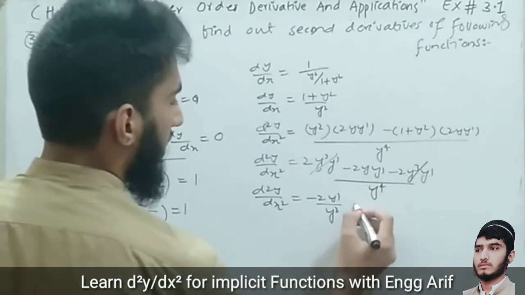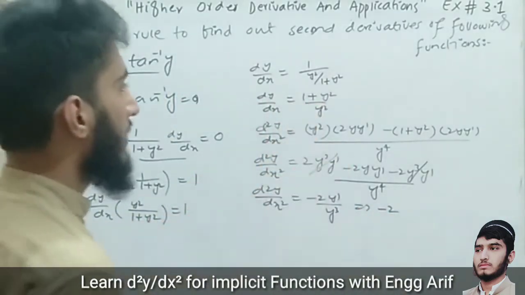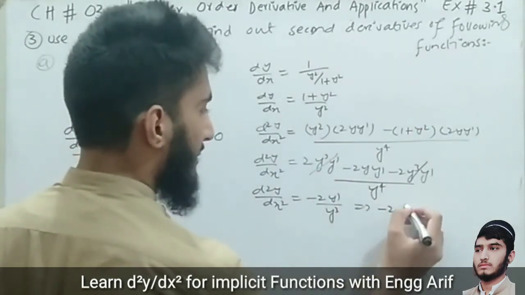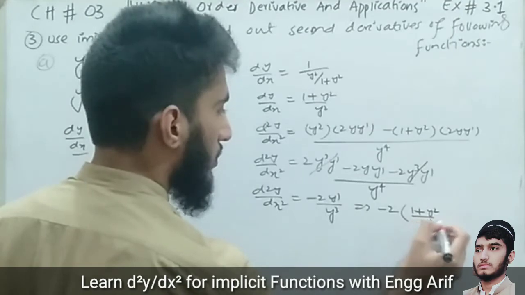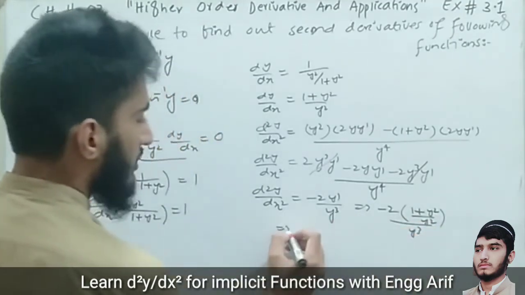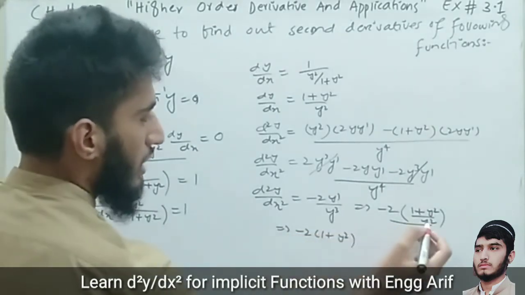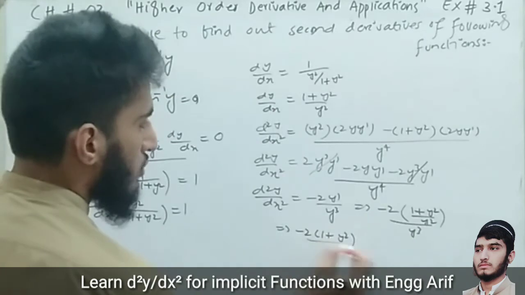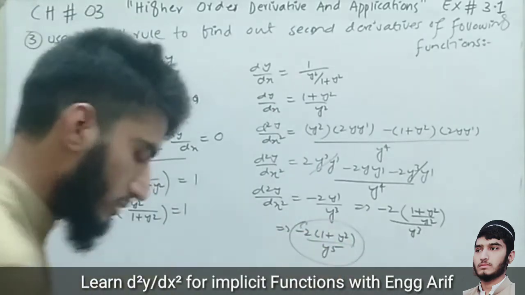Now putting the value of y dash, which is actually our dy by dx, which is 1 plus y square by y square. So it becomes minus 2 times 1 plus y square divided by y square, divided by y cube. So it becomes minus 2 times 1 plus y square. This y square will shift to the denominator, it becomes y raised to the power 5. So this is actually the second derivative.